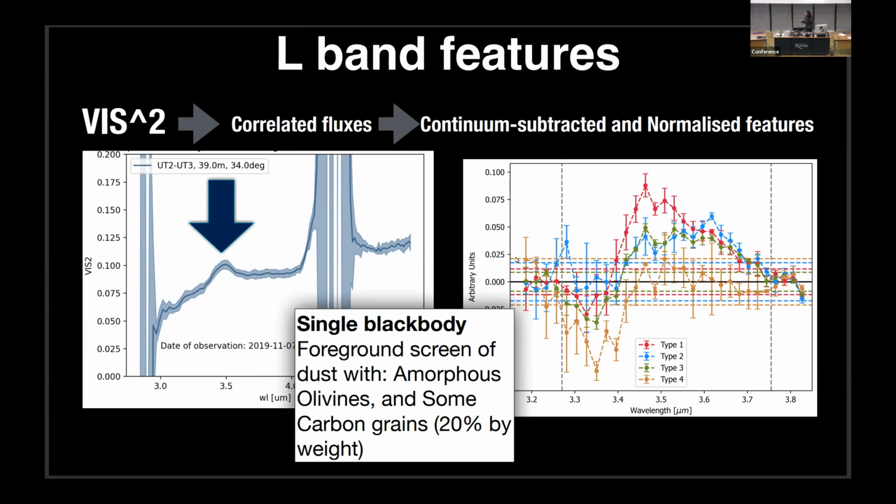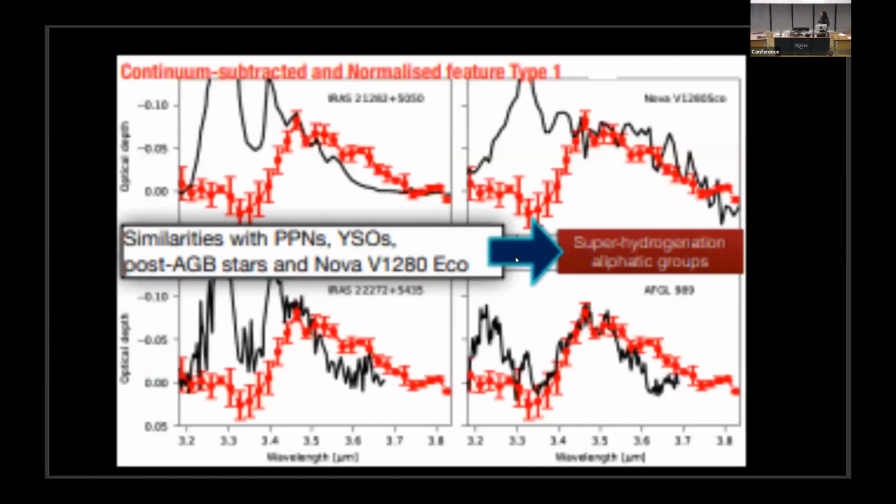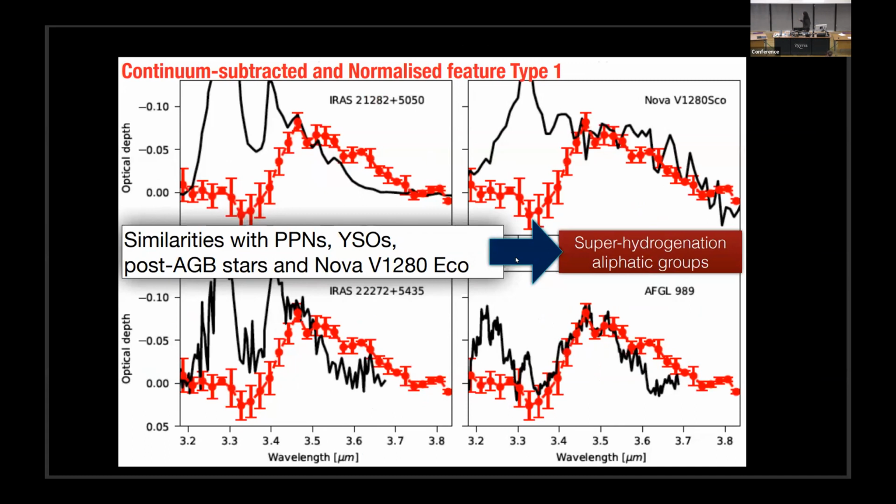So we fitted a single black body, and we used the same kind of dust that we had concluded we had in the other paper. And we were doing this for the different correlated fluxes. We found 4 different kinds of features that you can see here. And we started comparing them with different features that have been seen in other sources. And unfortunately, or fortunately maybe, only for the type 1, the red one peaking at 3.46 microns, we found similarities. And here are some of the comparisons that we made.